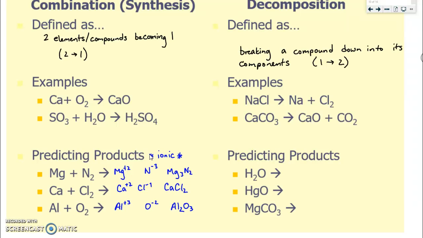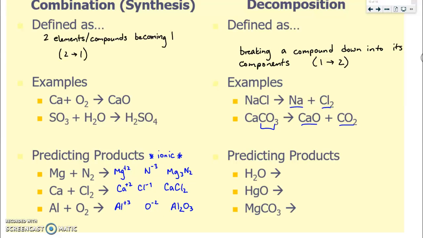Let's talk about decomposition. Decomposition is basically just the opposite of combination. So it's when a compound breaks down, right? When something decomposes in nature, it's breaking down. So we're going to go from 1 thing to 2, maybe 2 things to 3. It really depends on the reaction. Sometimes it'll break into 2 elements, as you can see here. And if there's a polyatomic, a lot of times instead it breaks into 2 compounds, as you can see here.